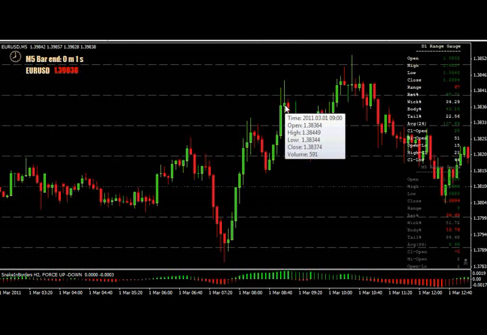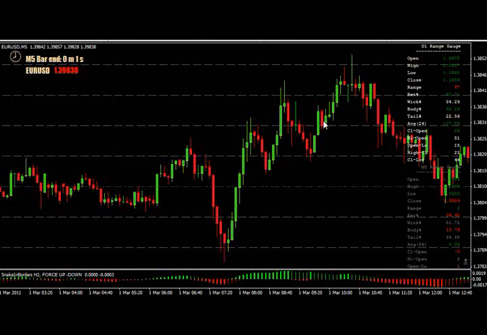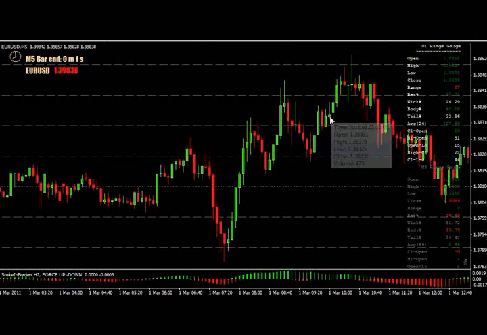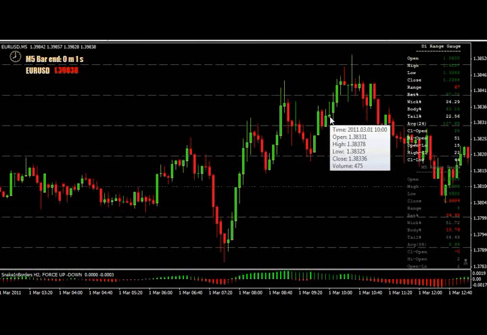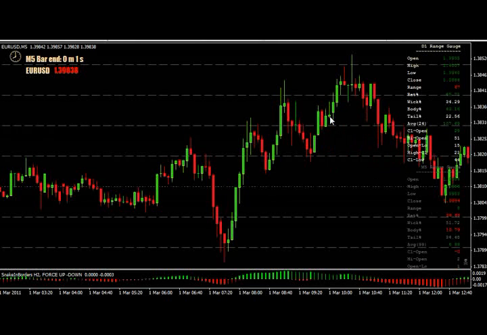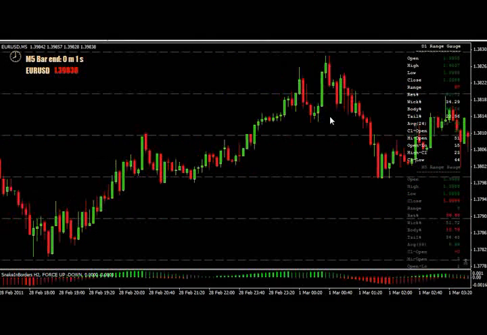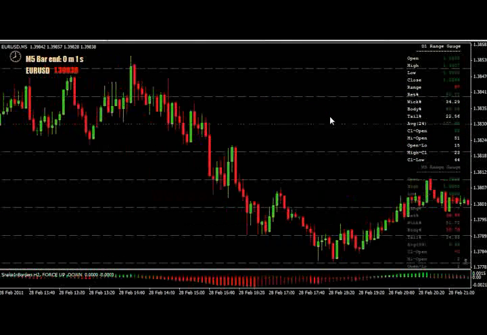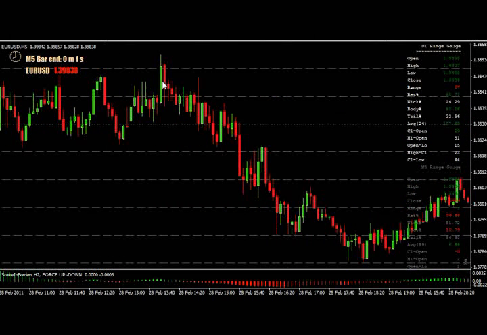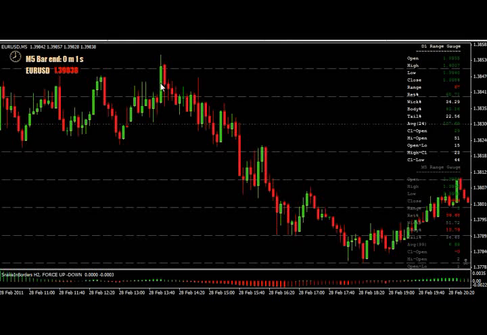So 1.3844 to 1.3785, so that's a 60 pip range, and here was our 10 o'clock open. So we're pretty much in the middle of our daily range, and our weekly high at that point had been 1.3855, and our weekly low had been 1.3711. Our weekly high had been hit the day before. Let's see, right here was the weekly high that got hit on the 28th when we were trading.